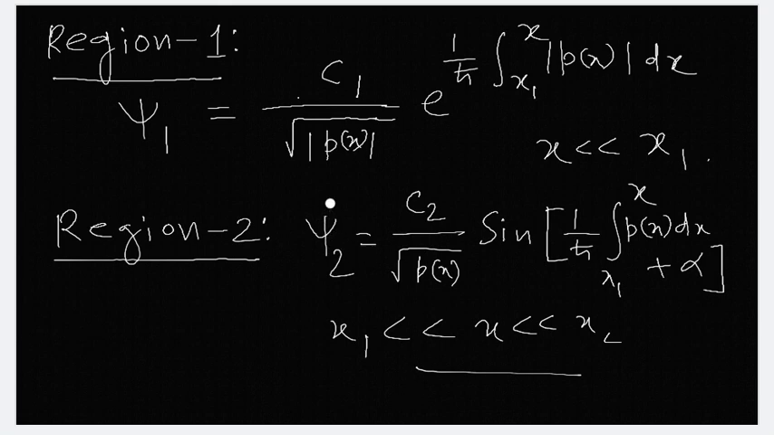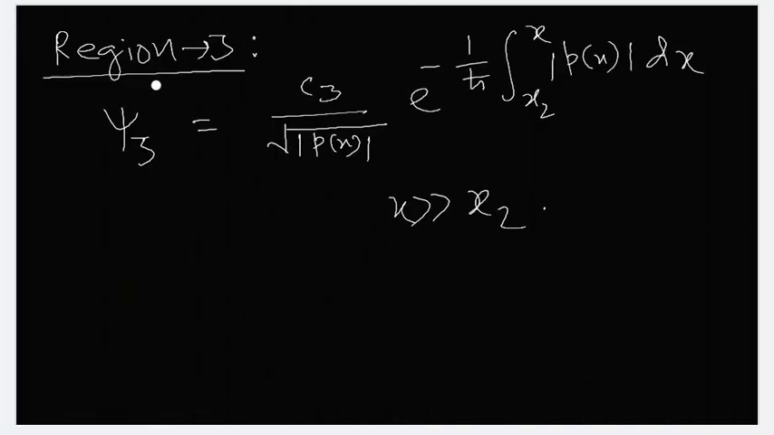As the condition suggests, the wave functions are valid in the region x less than x1. That means far away from the classical turning point at the left side, and also it is valid in the intermediate region, which is classically allowed region, but away from both x1 and x2. This situation suggests that. Okay.